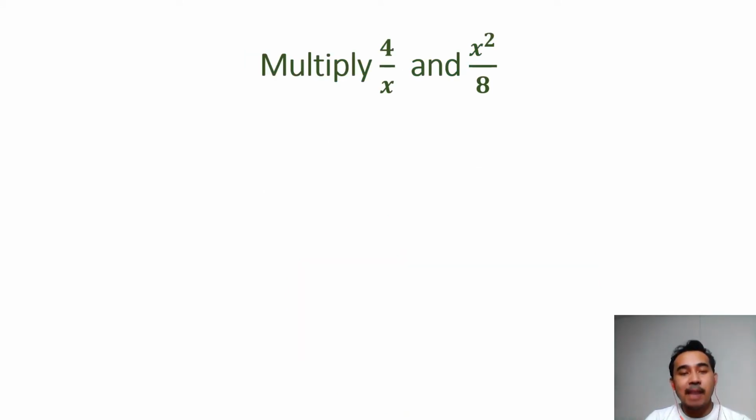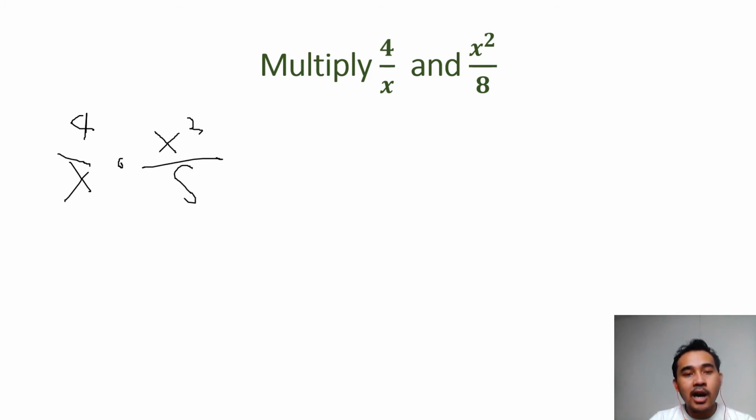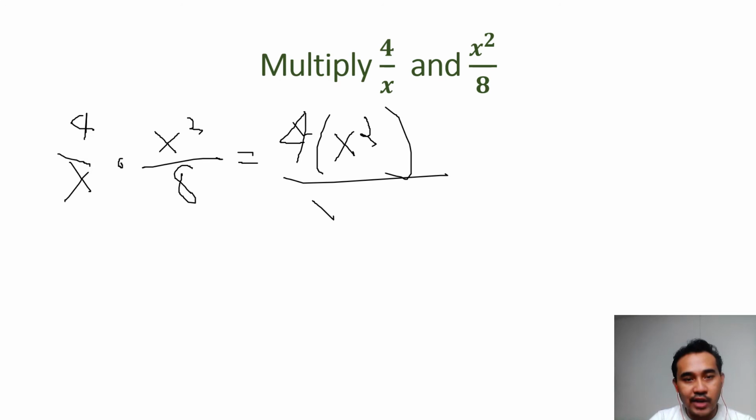Let's have another example. Multiply 4 over x and x squared over 8. So you have 4 over x times x squared over 8. When you analyze the problem on the structure, you have 4 times x squared in the numerator, and in the denominator you have x times 8.